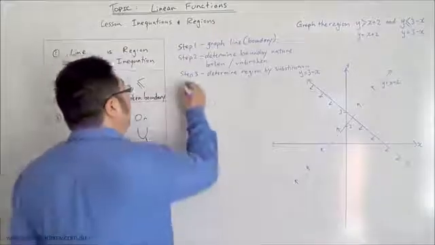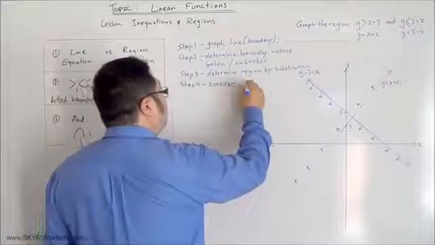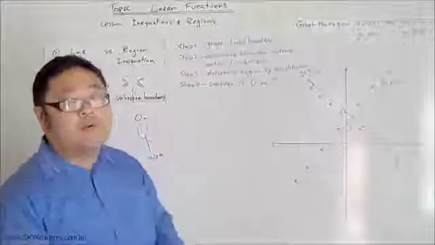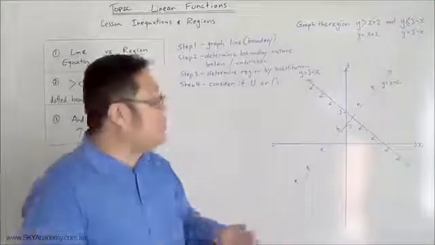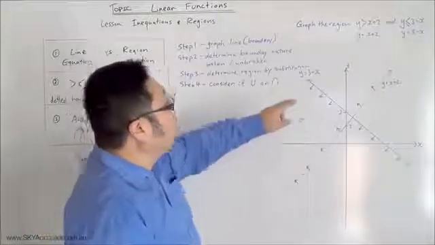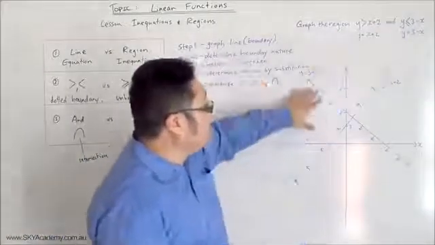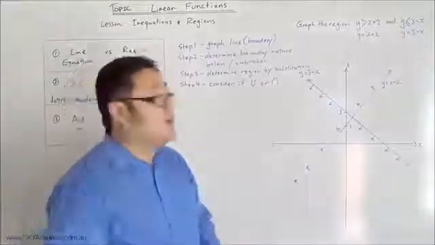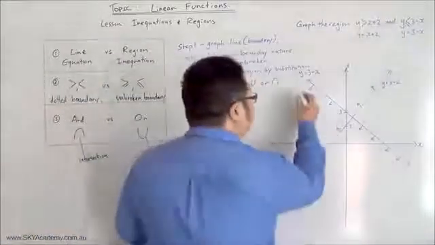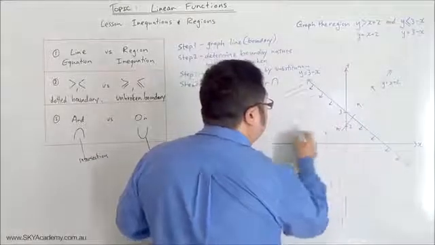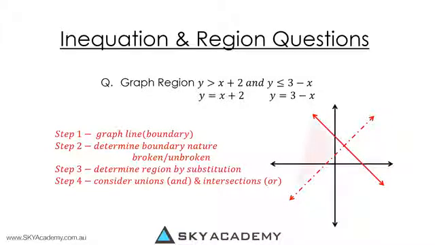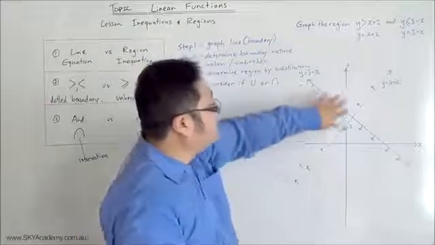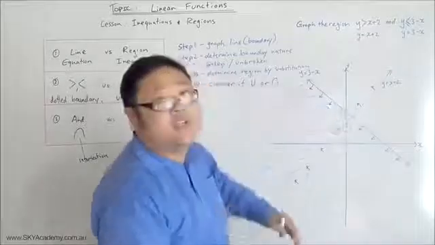And then step 4, consider if union or intersection, and or, whether it's the overlap or the combined portion. In this situation, we're using the word and, so it'll only include this part of our answer. So, the answer will be this part here. Okay, so it's the overlap between this region and that region there.